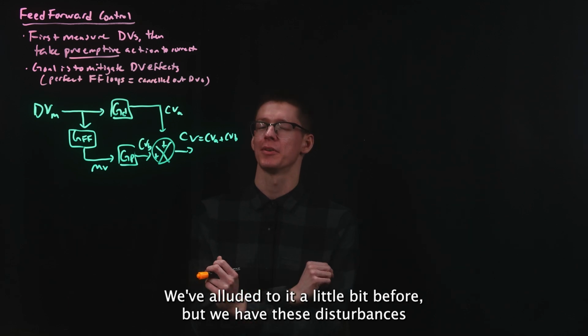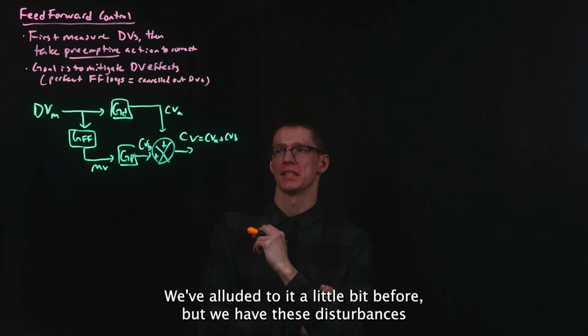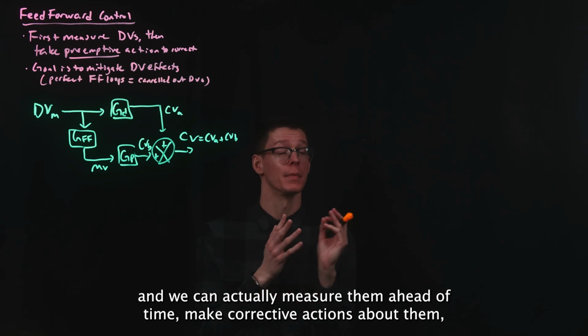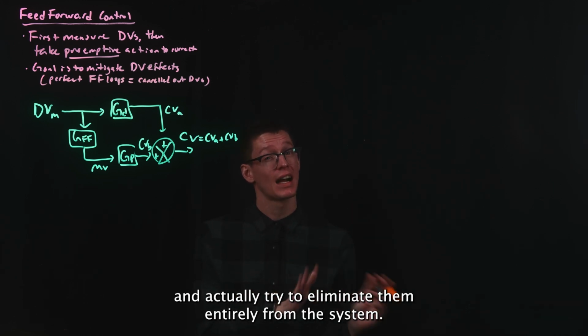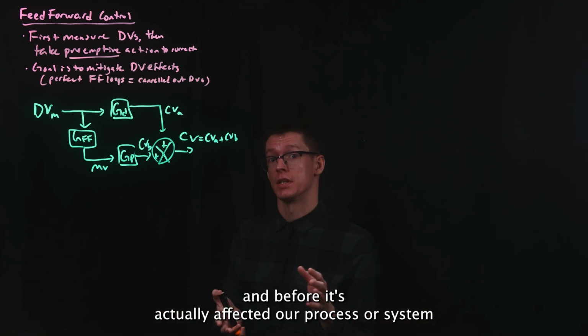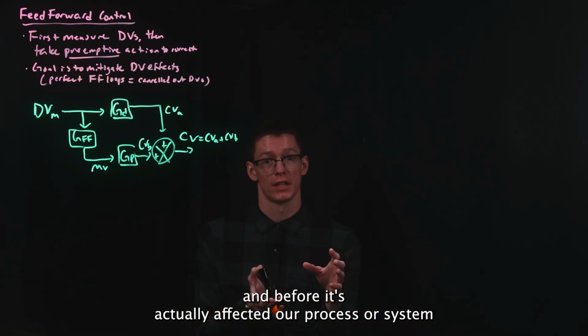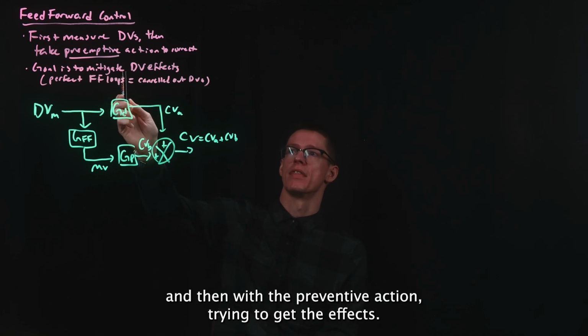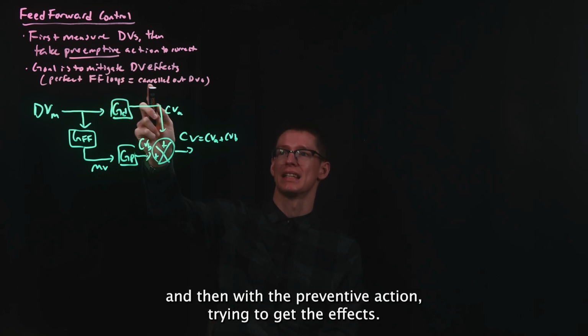We've alluded to it a little bit before, but we have these disturbances and we can actually measure them ahead of time, make corrective actions about them, and actually try and eliminate them entirely from the system. So not a bad idea to take that information in before it's actually affected our process or system. So we can measure our disturbance variables and then with the preemptive action, try and negate the effects.